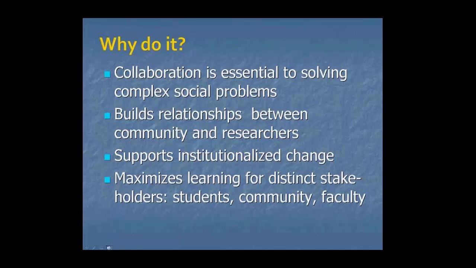Finally, it maximizes learning for distinct stakeholders: students, community, faculty. Community members who are placed in the role of subjects of research may be accustomed to having things done for them or done to them. Community engagement in the research process aims to build learning opportunities at every step for involved community members. It also affords opportunities for students to learn research skills in a way that's directly connected to agency practice or community concerns.